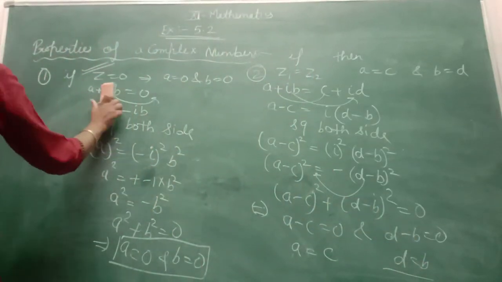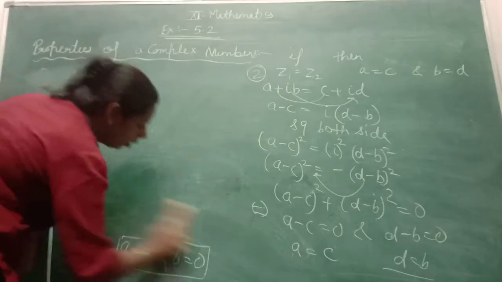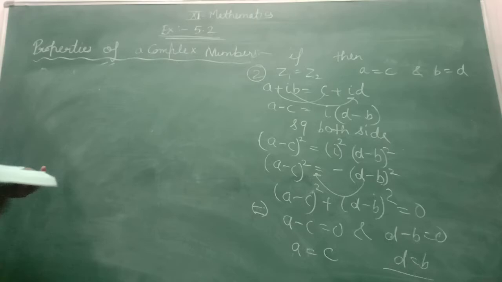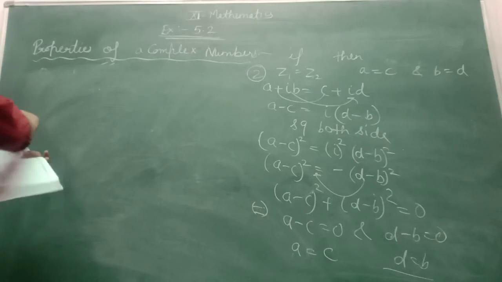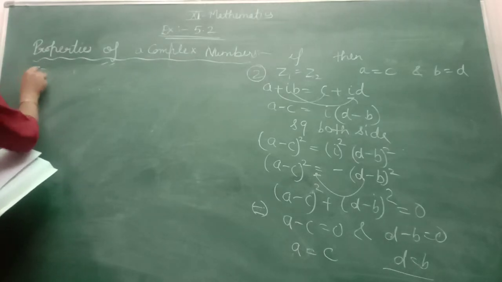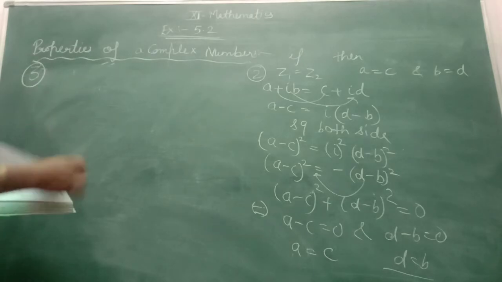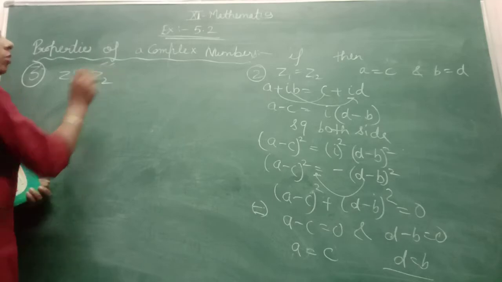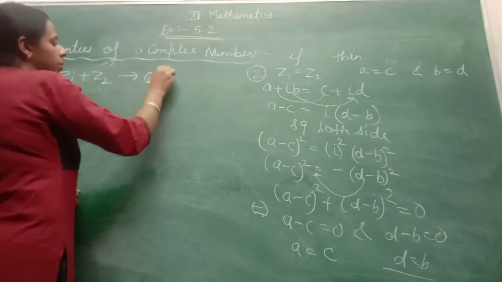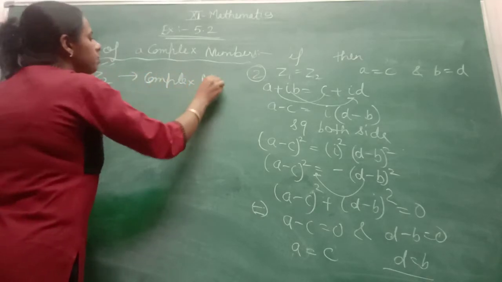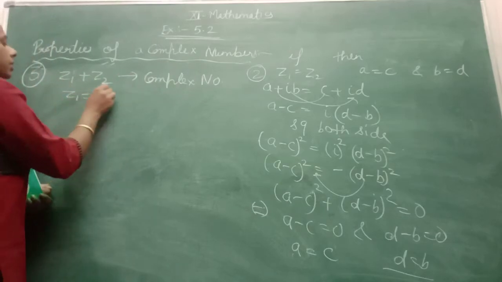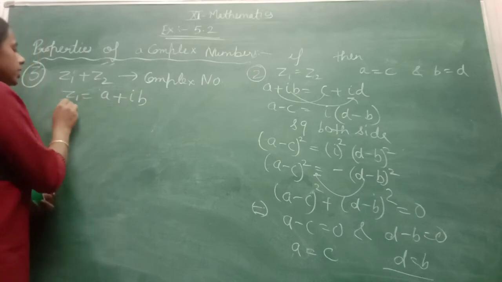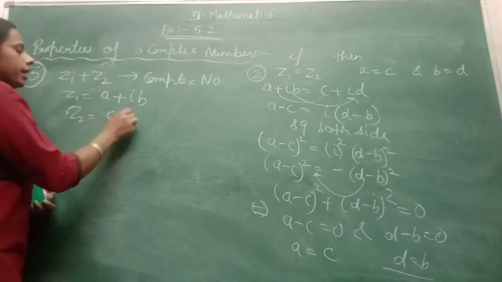What is the third property? Now I am just going to discuss the third property. What is the third one? In the third property, the sum, or we can say the addition, of two complex numbers is also a complex number. You can prove it by taking any complex numbers. I am taking z1 is equal to a plus iota b and z2 is equal to c plus iota d.